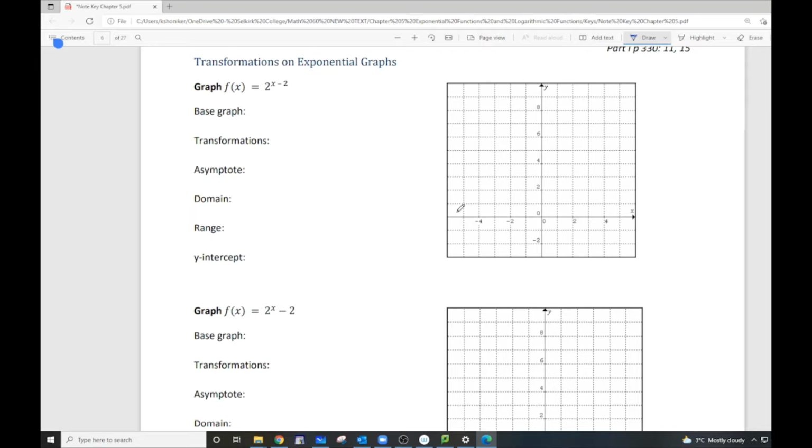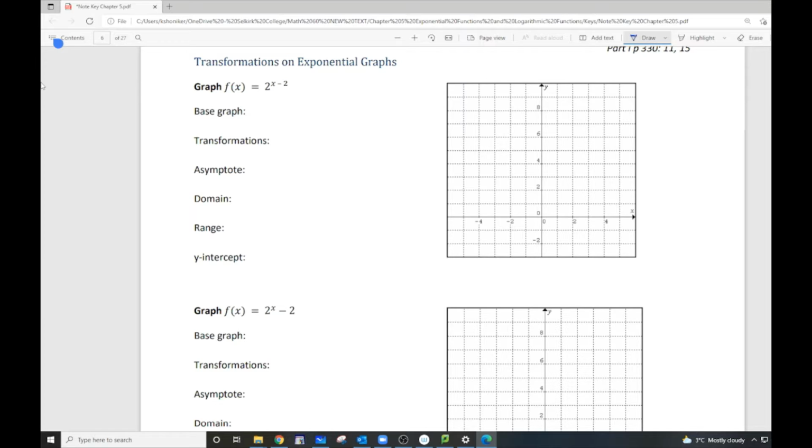Where we're going with these is, graphs are great. Graphs mean you're actually plotting points, but I also just want you to have in your head, what are the features? When I have a transformation like that, will it affect my asymptote? Will it affect my domain, my range, my y-intercept? And then we're going to tie that together in a note.